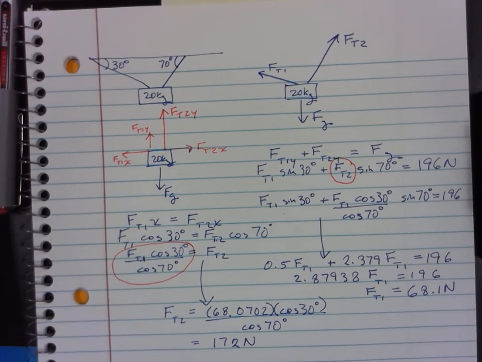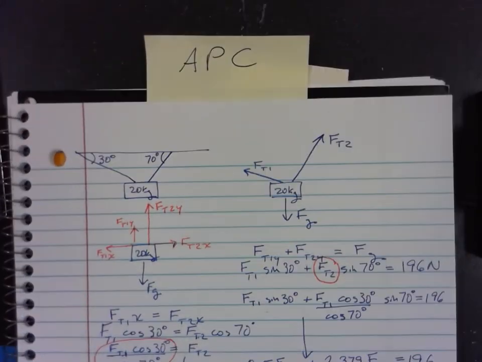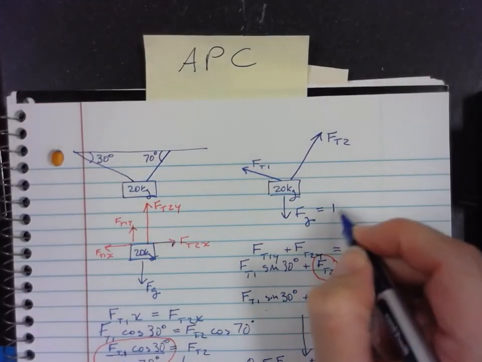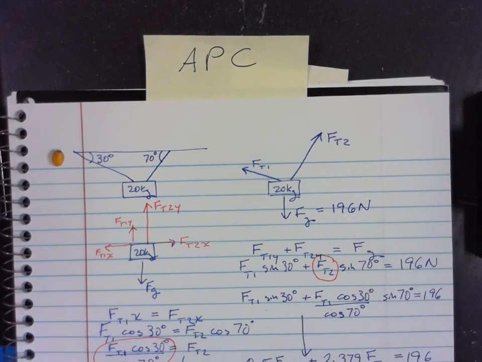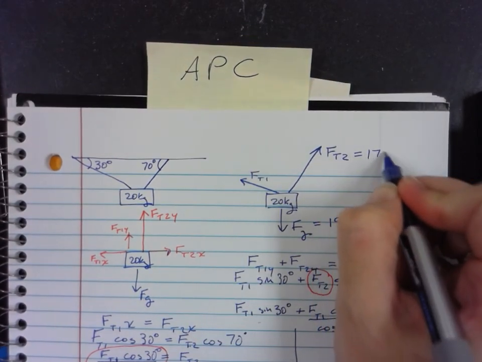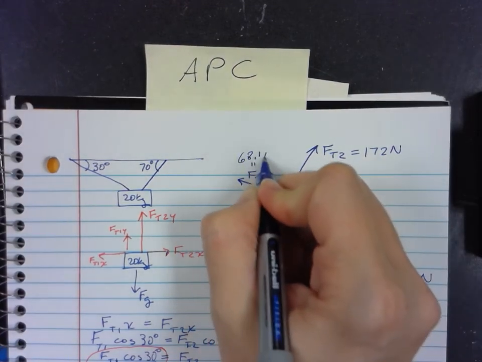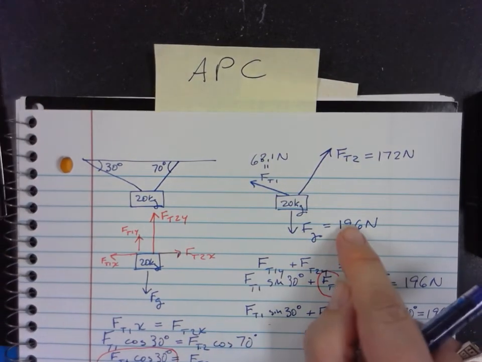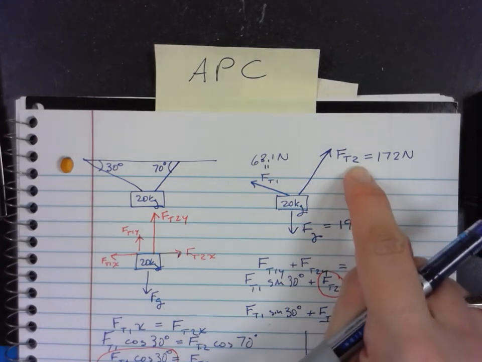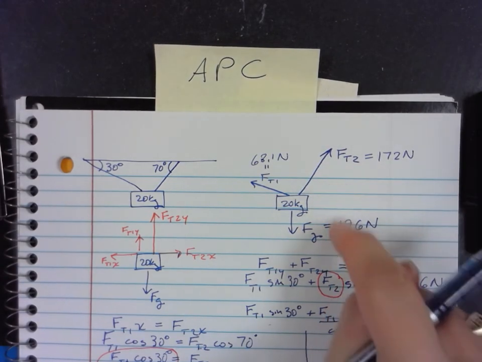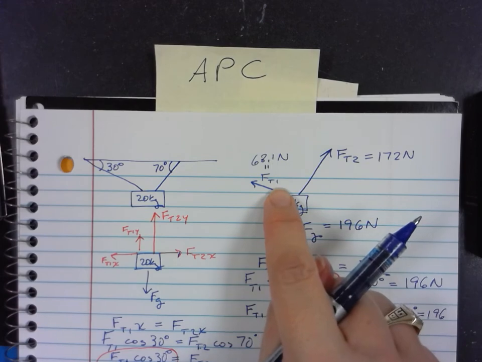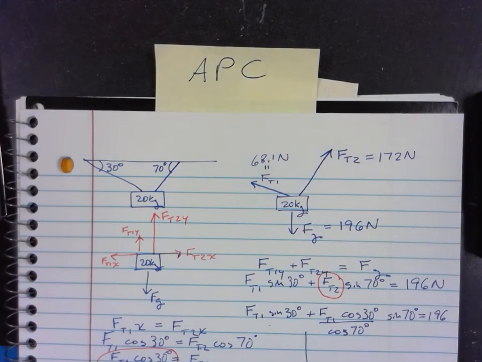So, back to the original diagram. FG was 196 newtons. FT2 was 172 newtons, and FT1 is 68.1 newtons. So as expected, tension 2, because it's closer to vertical, supports more of the weight, and so it's a bigger tension than FT1. I know this was a lot of numbers.